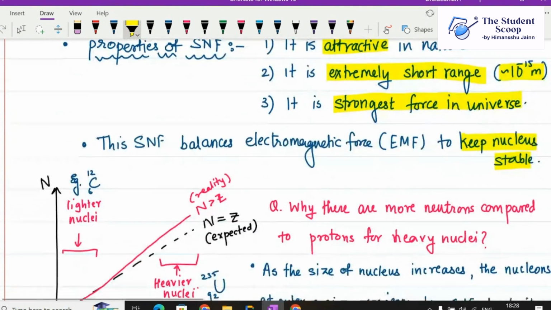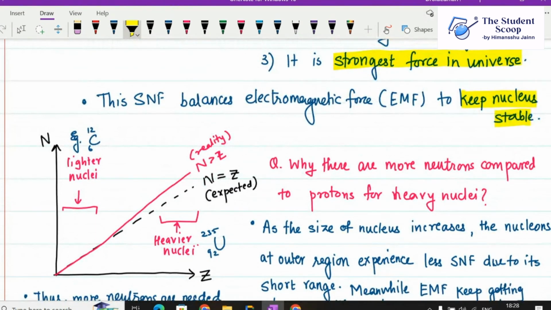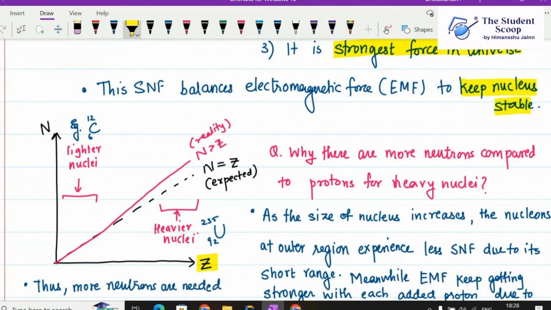Now, when we talk about different elements, if I plot a graph of the number of protons versus the number of neutrons inside a nucleus, the expectation is that the number of protons and the number of neutrons should be the same. But in reality, the number of neutrons is greater than the number of protons for heavier nuclei like uranium or some other elements. But for lighter nuclei like carbon and nitrogen, the number of protons and neutrons is the same.